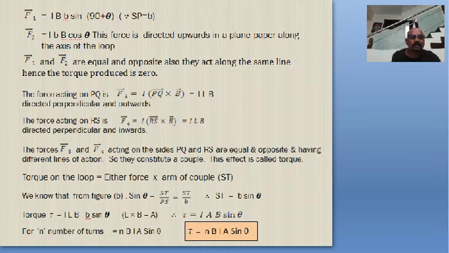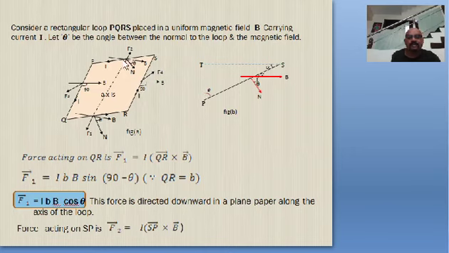Now get back to this diagram to understand. This force F2 is acting upwards. So what is F2? F2 is equal to I b B cos theta. F1 is equal to I b B cos theta. Both the forces are equal and they are acting in the opposite direction. Therefore, these two forces acting on QR and SP will cancel out each other, because they are equal and opposite.